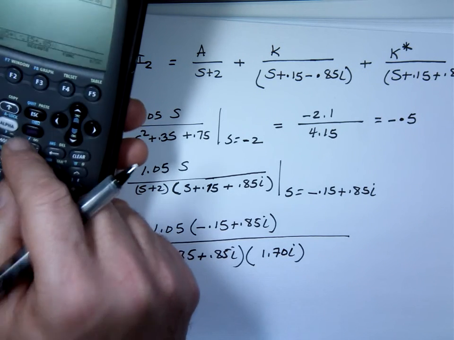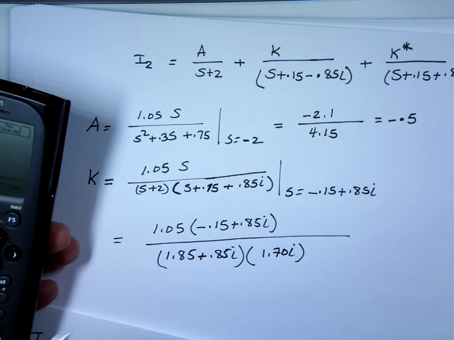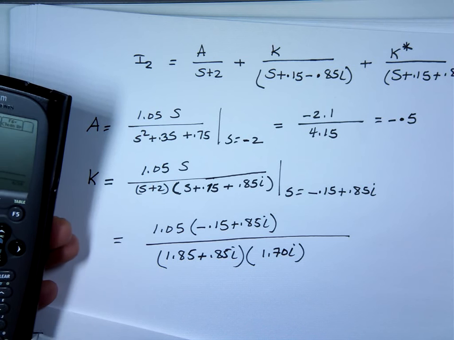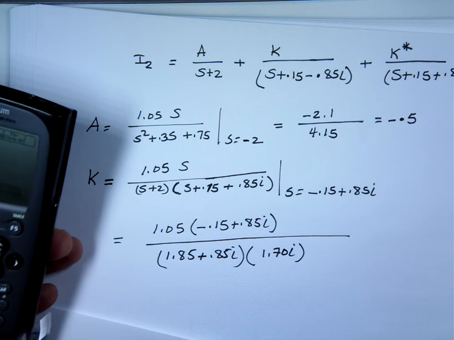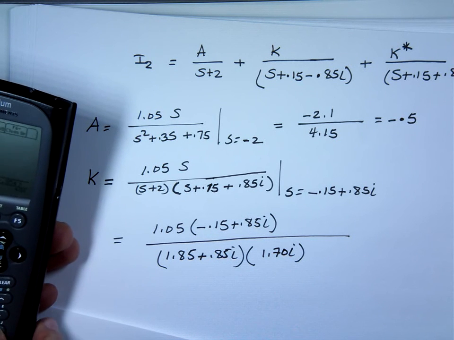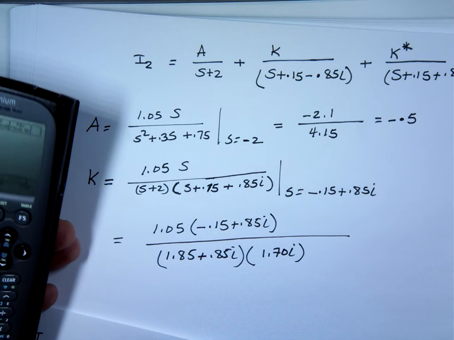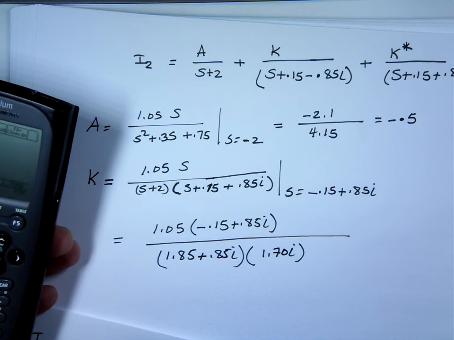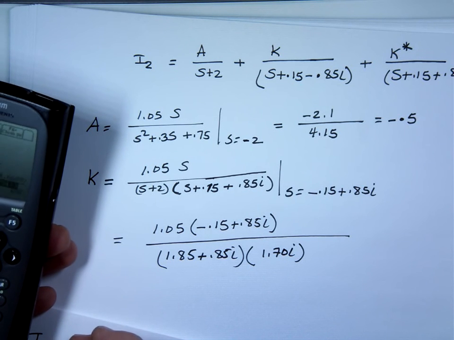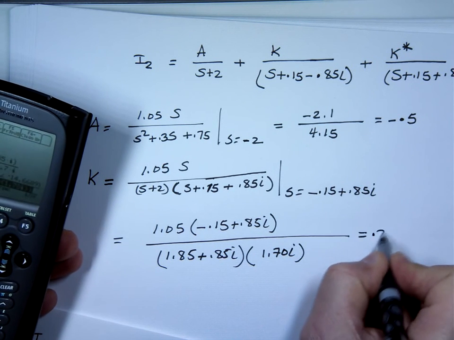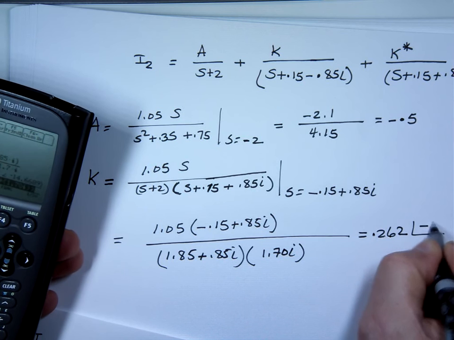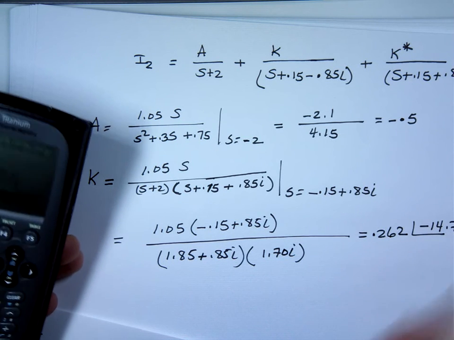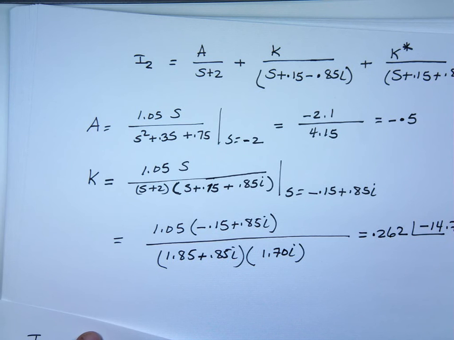I divided by parentheses, 1.85 plus 0.85, close that, times 1.70i, close that. And it says here, 0.262 if you want, angle roughly negative 14.7 degrees. Okay, we got it. We're in good shape.